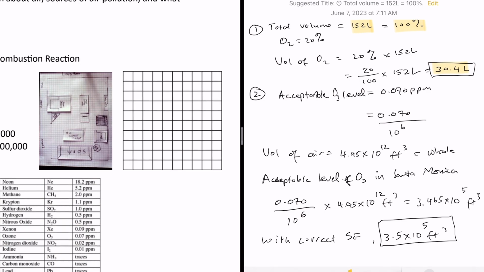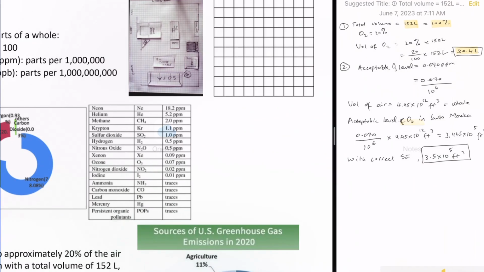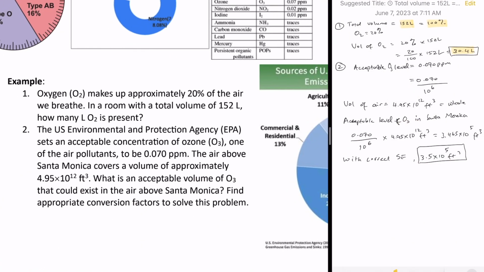The second question is similar in nature, but uses the parts per million measurement instead of percentage. Here it says the US EPA sets an acceptable concentration of ozone to be 0.070 ppm. And then the air above Santa Monica covers a volume of approximately 4.95 times 10 to the 12 cubic feet. So that's the total air. What's an acceptable volume of ozone that could exist in the air above Santa Monica?